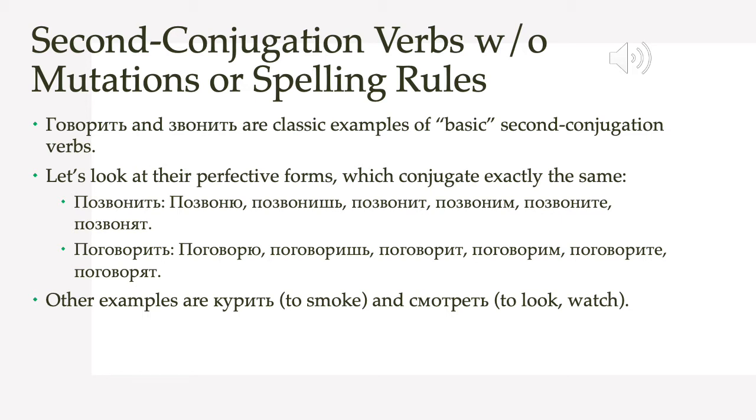And the same with поговорить, to talk a little bit, to have a little chat. Поговорю, we add the u directly to the consonantal stem. Поговоришь, поговорит, поговорим, поговорите, поговорят. And other examples of this kind of verb are курить, to smoke, as in to smoke a cigarette, and смотреть, to look or to watch.